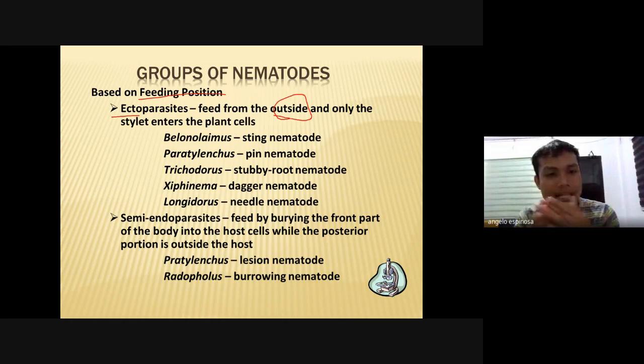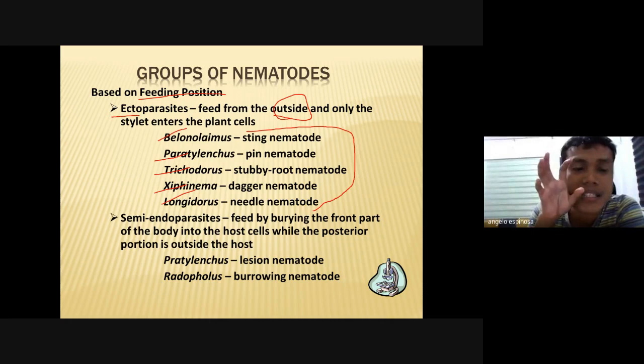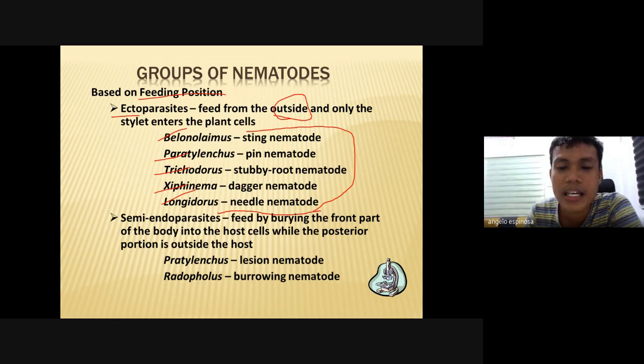So what are examples of groups of nematodes? We have Belonolaimus, Paratylenchus, Trichodorus, Xiphinema, Longidorus. So these are the causal agents: sting nematode, pin nematode, stubby root nematode, dagger nematode, needle nematode. Okay, so pag-aralan ninyo yan, familiarize ninyo yan kasi isasama ko yan sa exam ninyo.